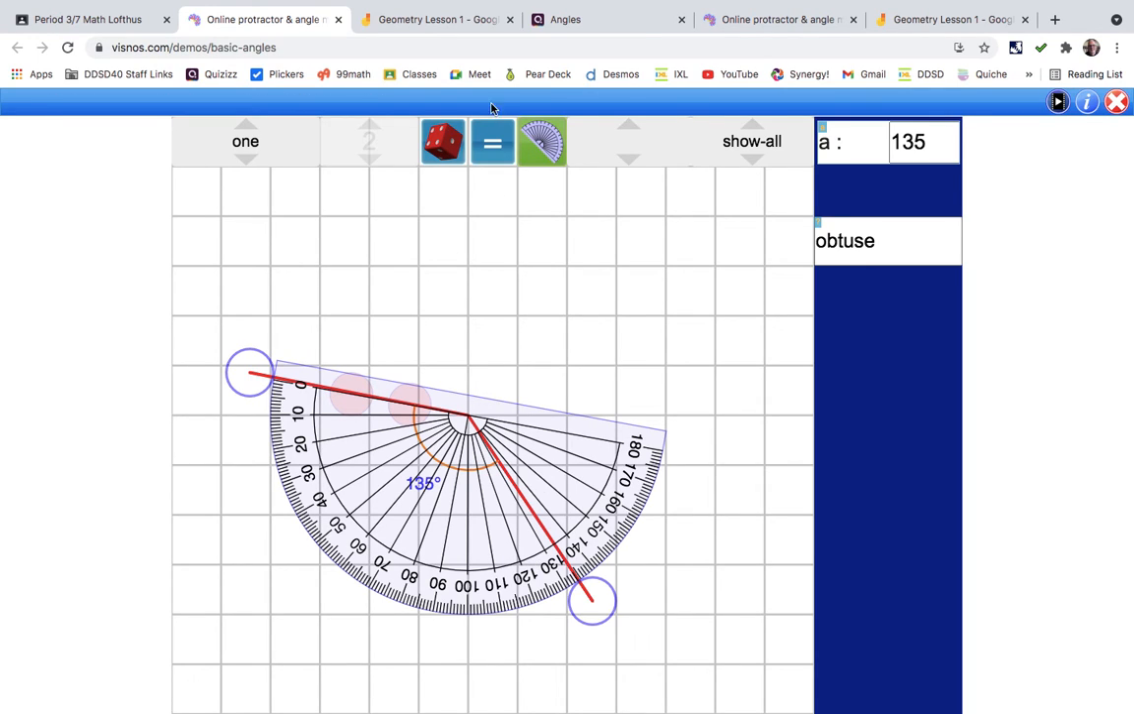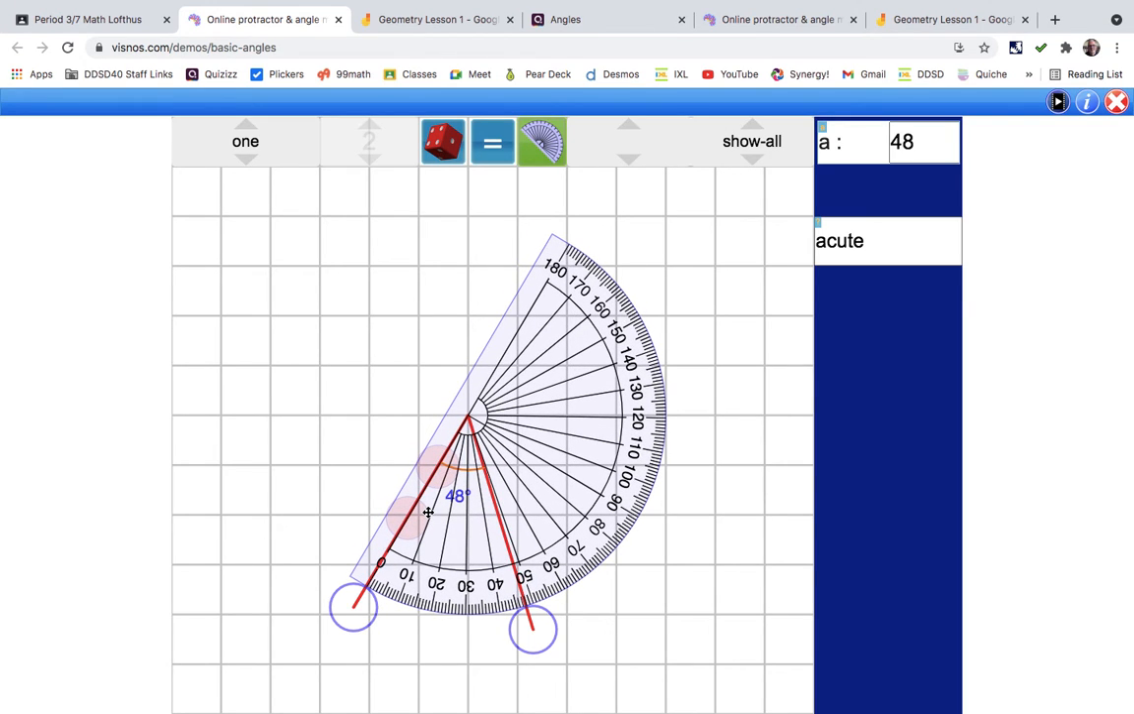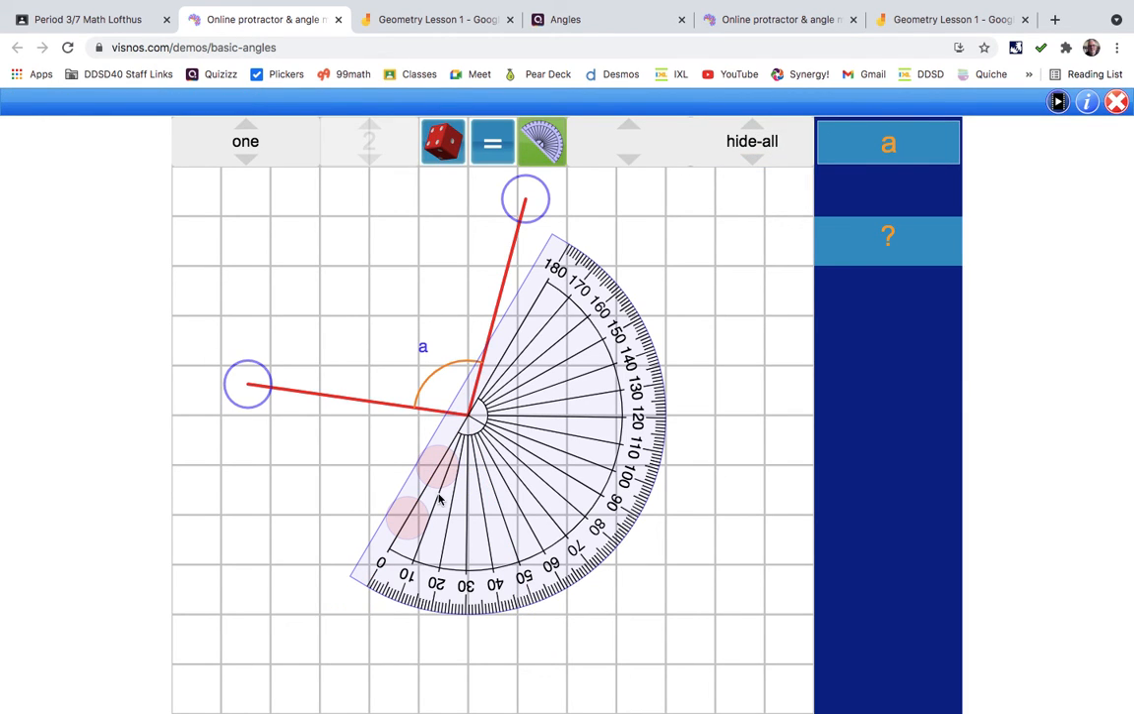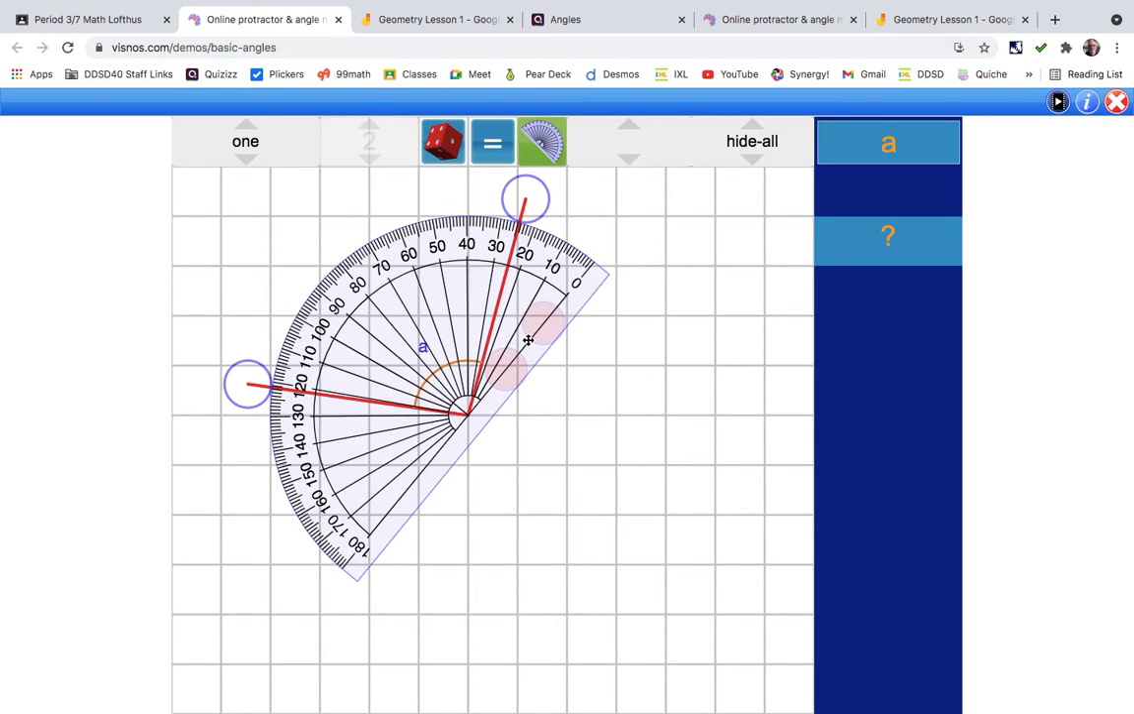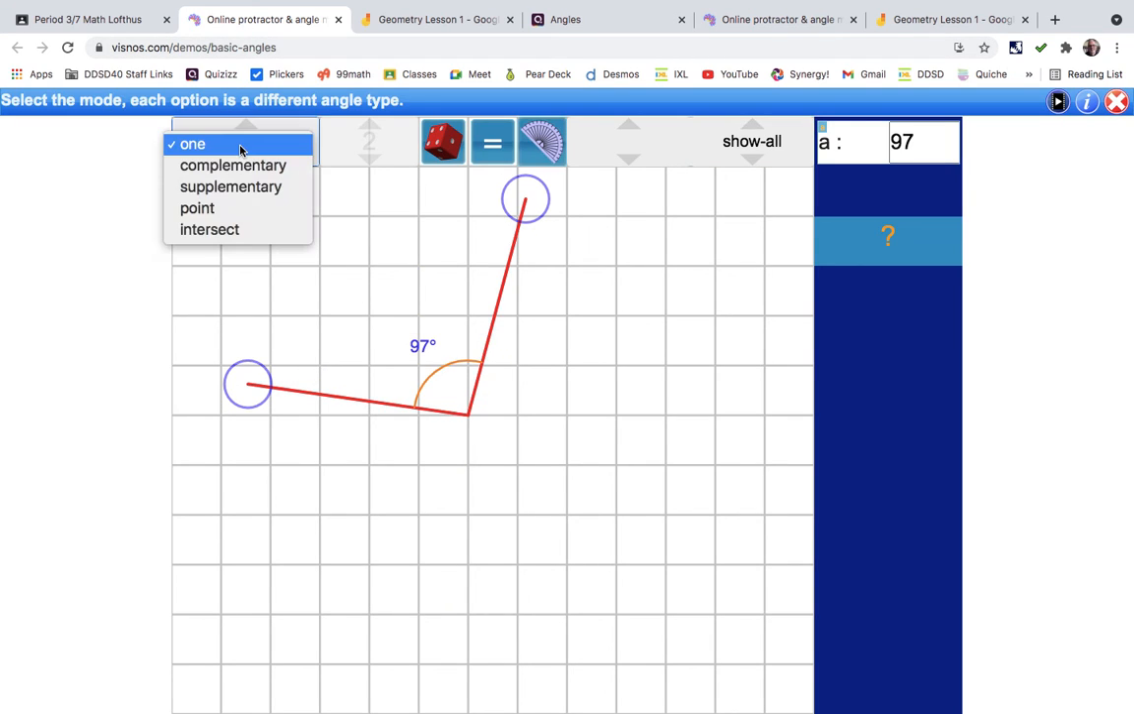Let's get another one, and I'm going to rotate that around to the 0. See, the 0 is right there, and that's where I can see that 48. So let's turn this off. Let's hide. Let's do this and do one more. So I'm going to put that right on the 0. And it looks like it is 97. Let's find out. 97 degrees.